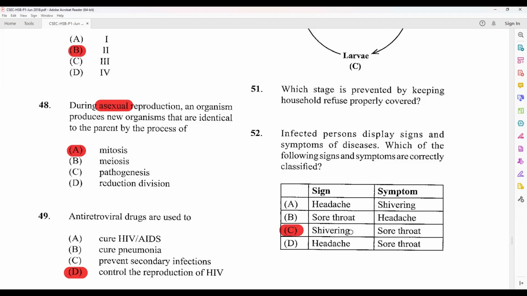Signs can be seen or verified by other persons. Symptoms, only the person having it could experience it. Example, a headache. If you have a knee pain, that is a symptom. But a sign, another person could see it. Like you shivering, you trembling because it's cold, or you sweating. I can see you sweating. All right, so those would be examples of signs.